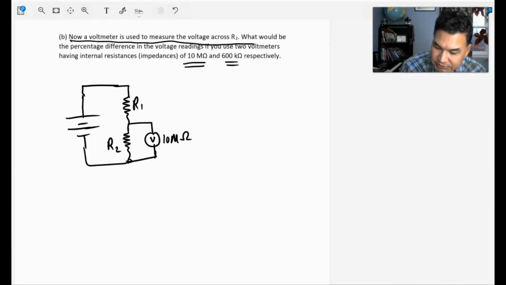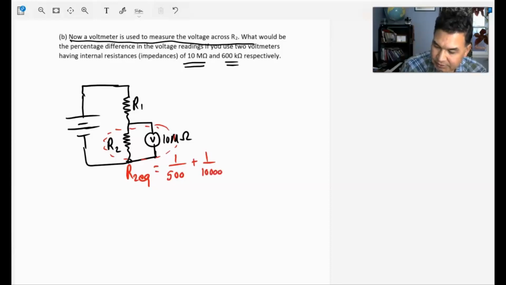So now this 10 mega ohm will be in parallel with R2, right? So what would be the effective resistance in this branch? I'm going to say R2 equivalent will be, so this is in parallel combination. I'm going to keep everything in kilo ohms. So 500 is the original, 500 kilo ohm, plus 10 mega ohms means 10,000 kilo ohms.